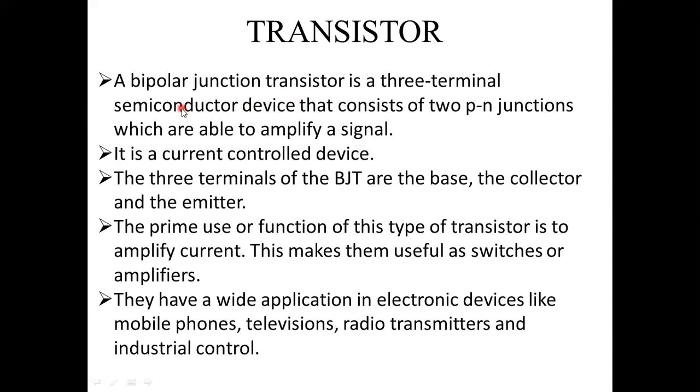We consider a bipolar junction transistor to be a three-terminal semiconductor device. It is also semiconductors only. PNP, N and P, NPN, PNP: these are all semiconductors only, right? Pure crystal or intrinsic crystal we are going to call that one. So a three-terminal semiconductor device that consists of two PN junctions which are able to amplify a signal. And it is also called a current controlled device. It is not a voltage controlled device. By controlling the current, we can convert a lower signal into a stronger signal here.